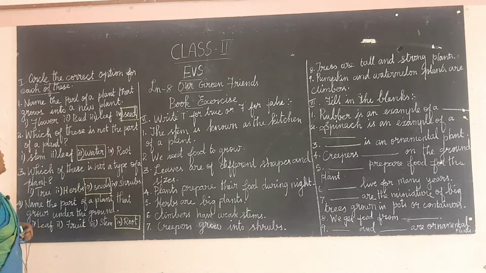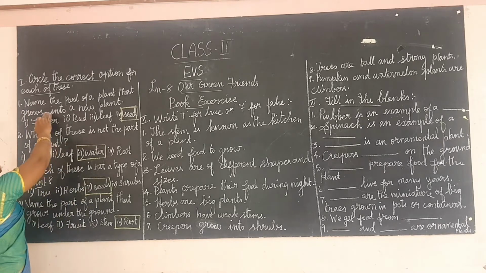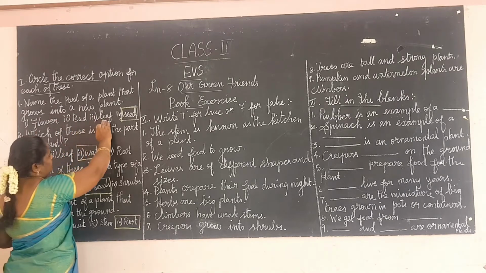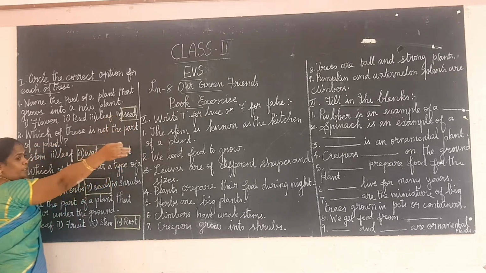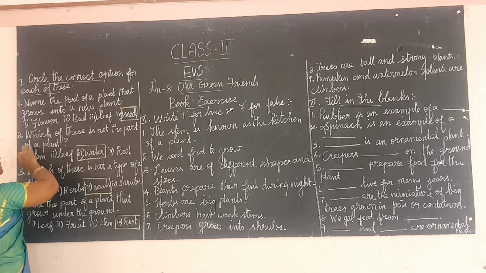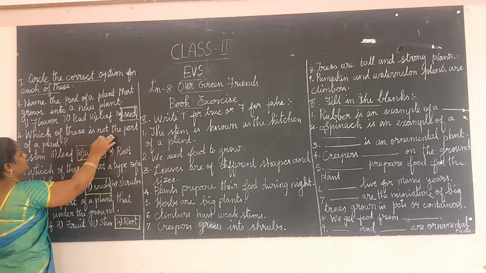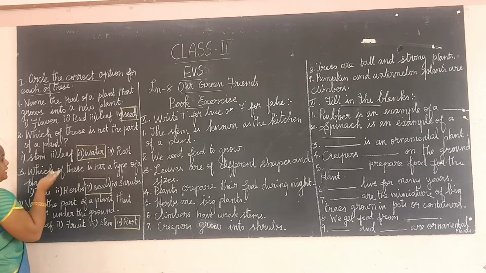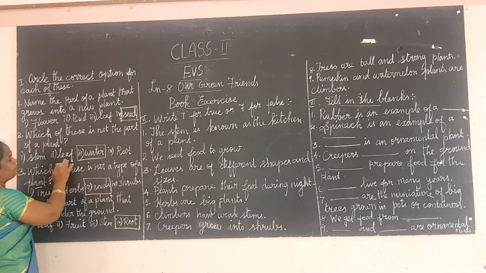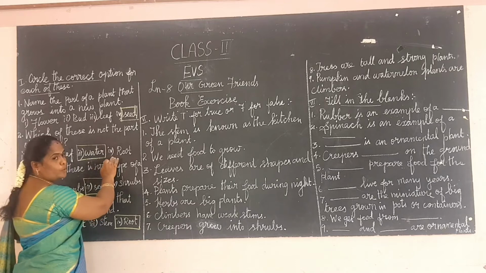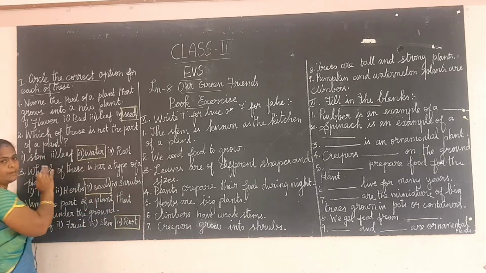Okay, so once again I repeat. Circle the correct option for each of these. Name the part of a plant that grows into a new plant. Option 1, flower, bud, leaf. Which one is the correct answer? Seed. Seed grows into a new plant. Second question. Which of these is not a part of a plant? Option 1, stem. Option 2, leaf. Option 3, water. Option 4, root. So water is not a part of a plant.